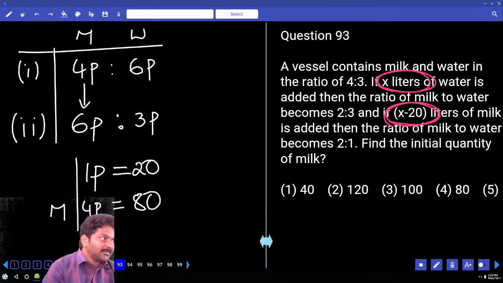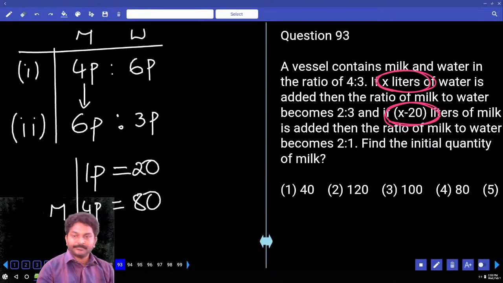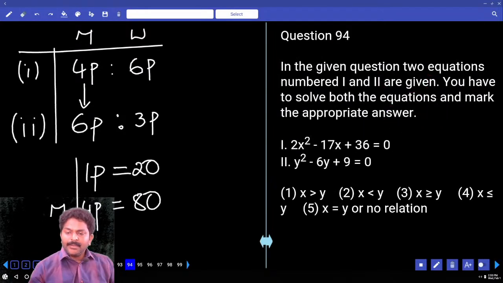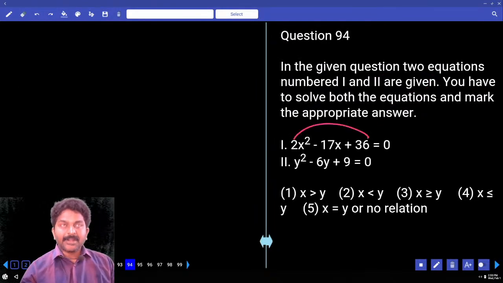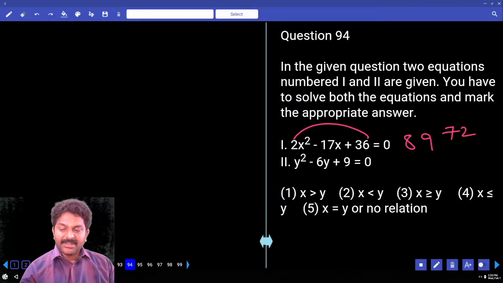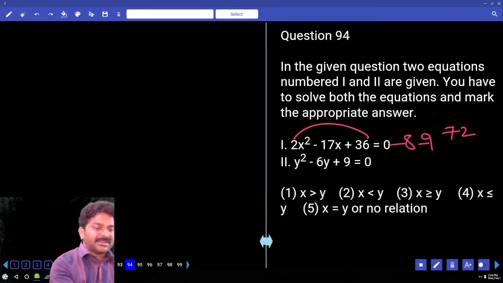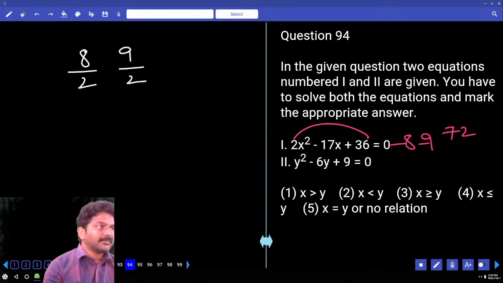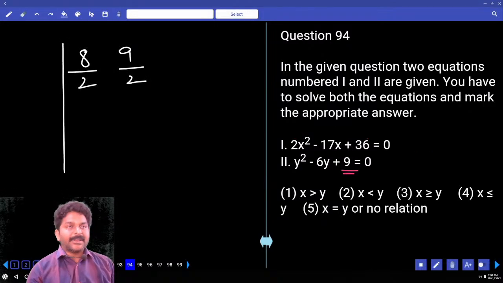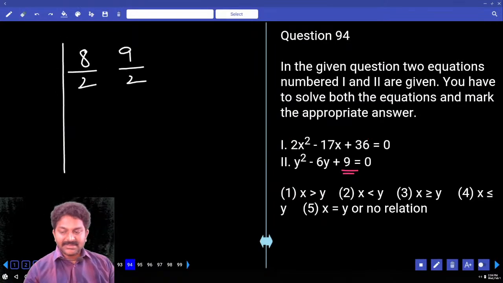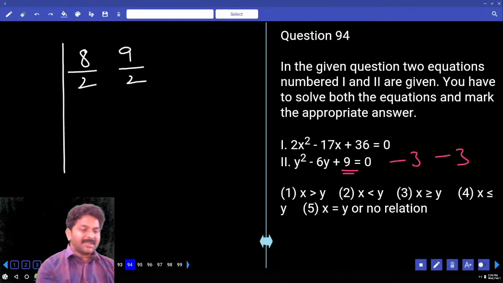Followed? Right. It's not a free question, we have to calculate. Product must be 72, sum must be 17. Minus 8 minus 9 is the combination, and factors are 8 comma 9, divided by coefficient of x square. Product must be 9, sum must be minus 6. Combination minus 3, same number we are getting, so I'll write plus 3.